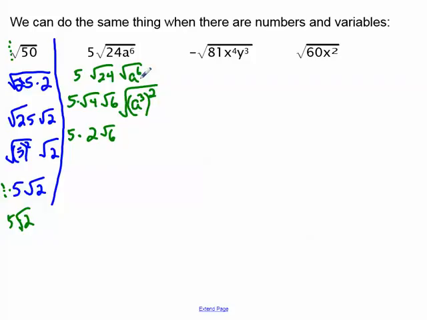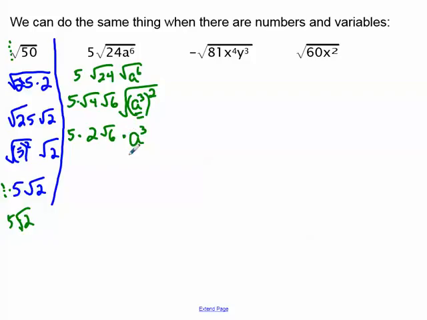So now that I've gotten a to the 6th as a perfect square, we know it's a perfect square because 6 is even. So I'm going to rewrite it as a base squared. Now the square root of a perfect square means the base comes outside the house, so a cubed comes outside the house. So now we take a look at combining everything that's inside the house and outside the house.